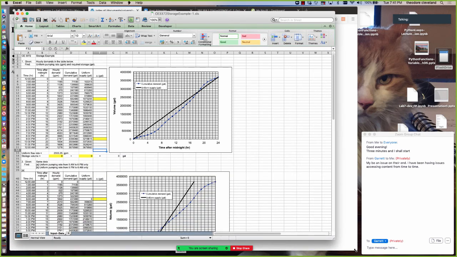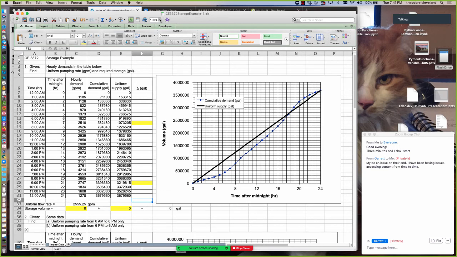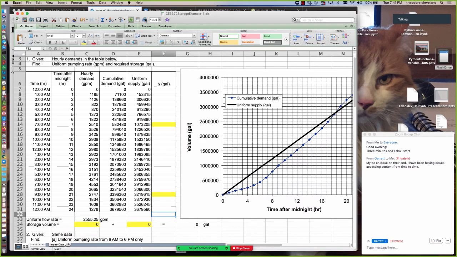So this is the same spreadsheet that was used to make the figures. Too big. We'll go back to... I wonder if 175 is an option. Oh, it is. Excellent.